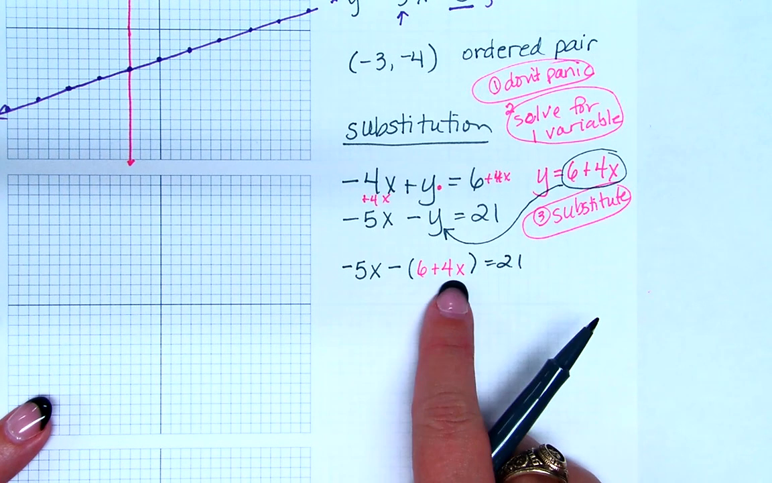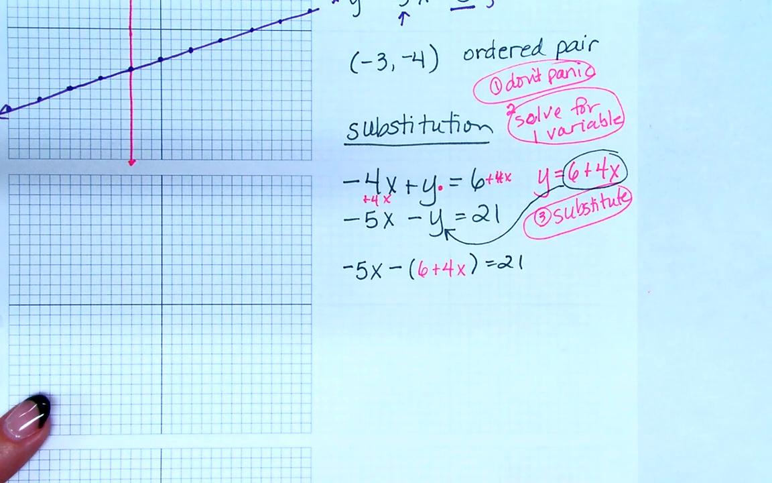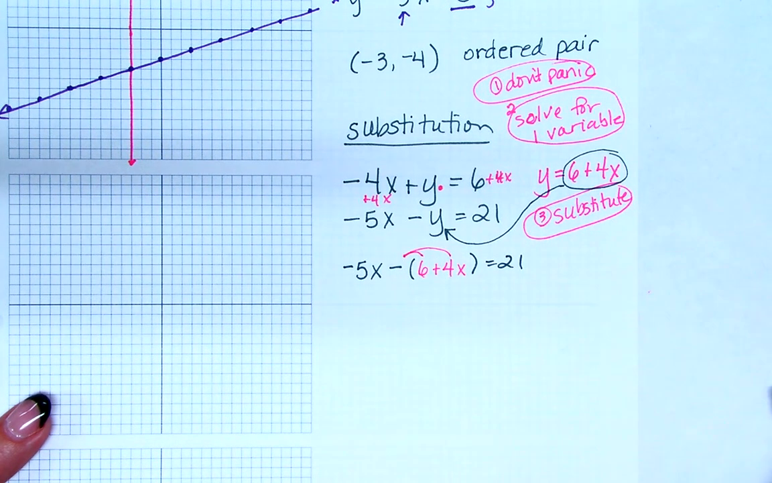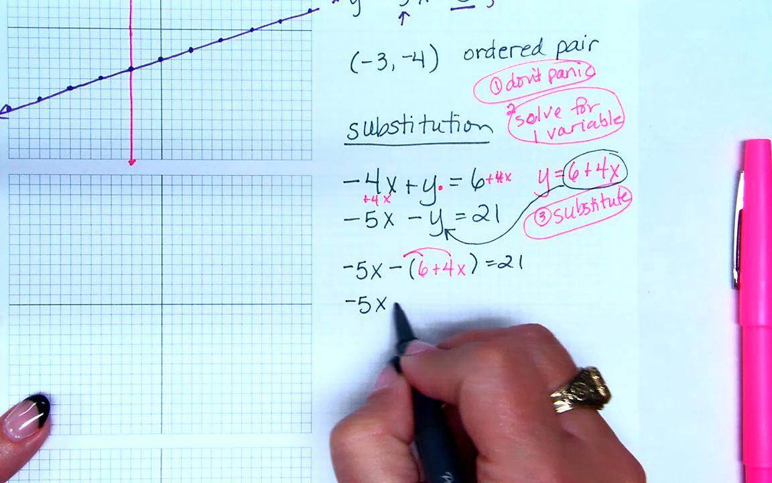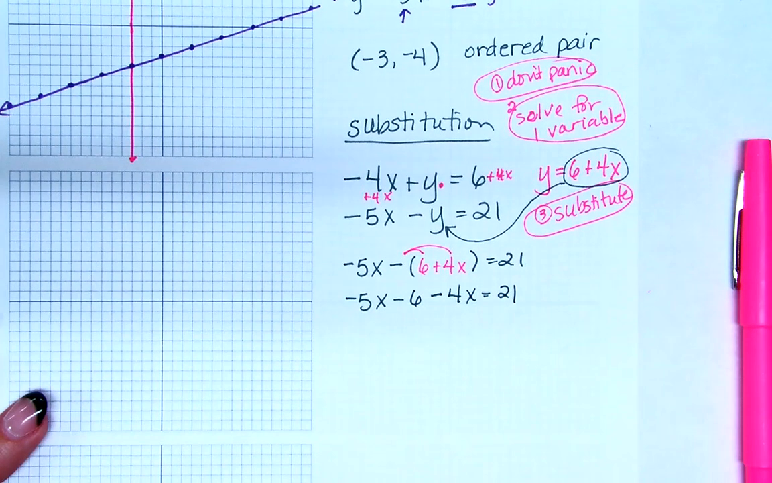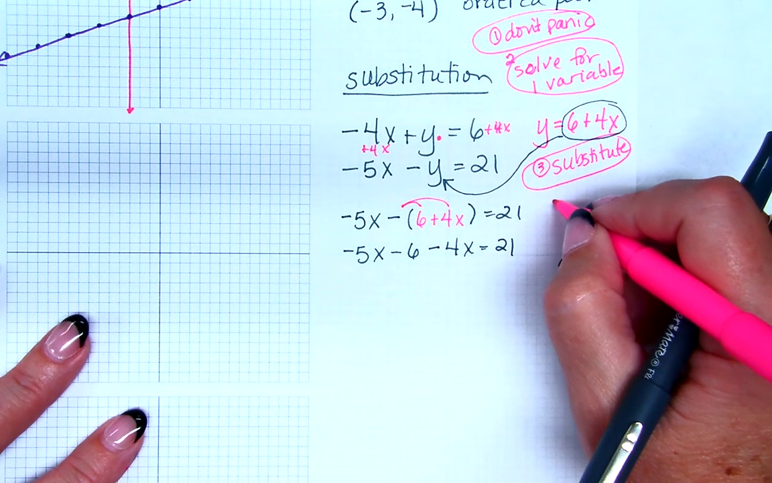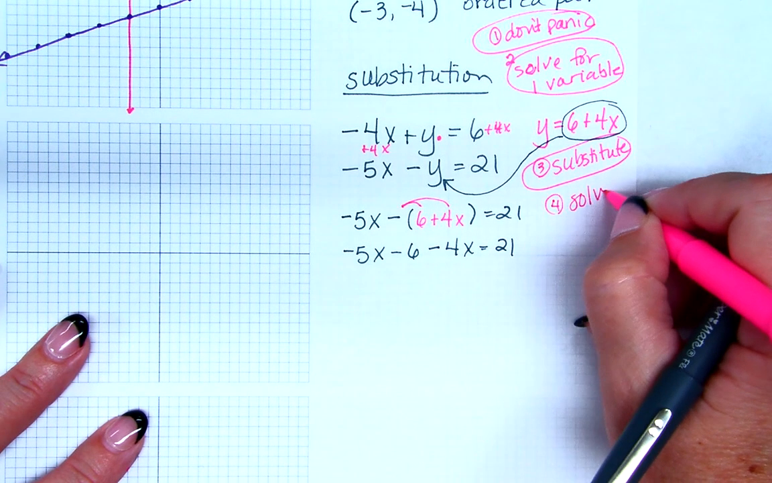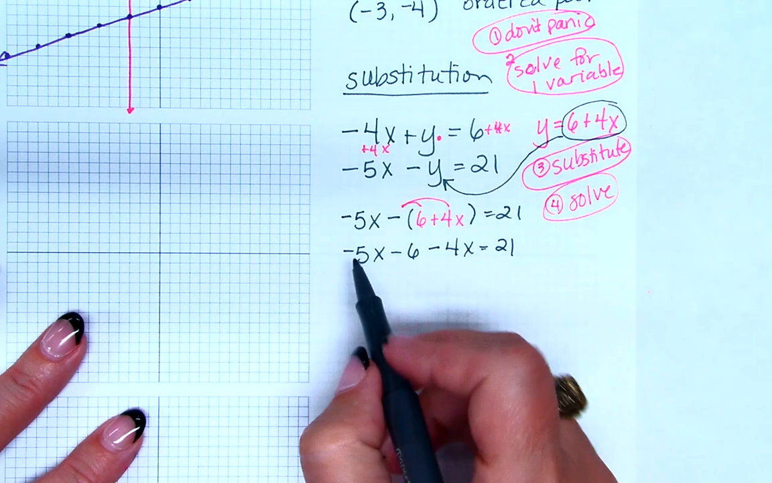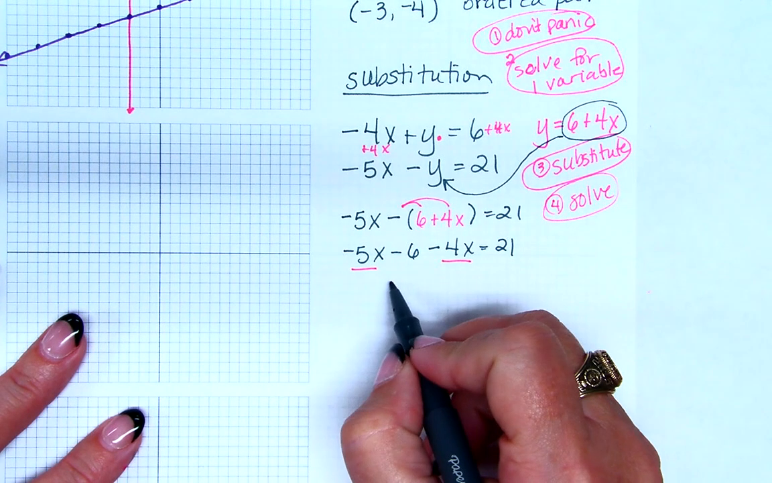Now how many variables are left? Just the one, just the x. Right now there's 2 of them, so I got to get them together, right? So right here, what do I need to do? Distribute. So I have negative 5x minus 6 minus 4x equals 21. So what is step 4? Solve. So I've got a negative 5x and a negative 4x. What's that? Negative 9x. Negative 9x.